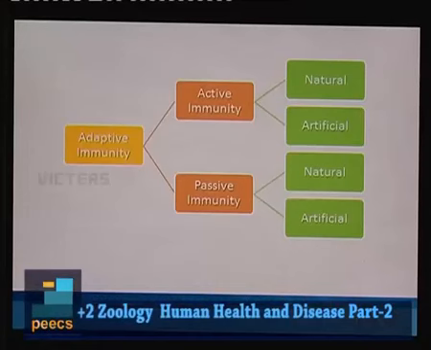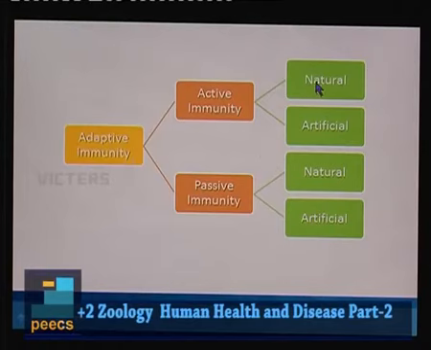So, here you can see how adaptive immunity is classified. You can see it here, there is active immunity and passive immunity, and further the active immunity is classified into natural and artificial. Like that, passive immunity is also classified into natural and artificial.